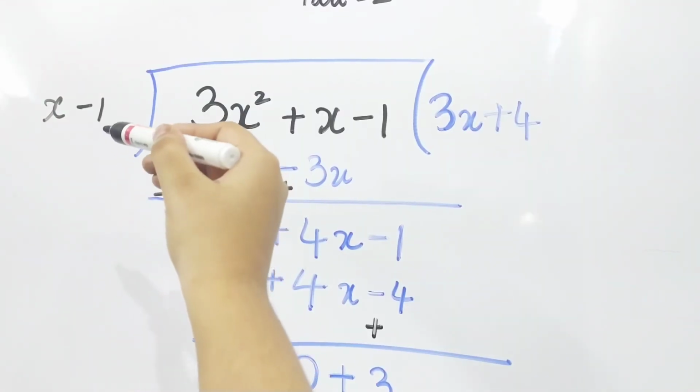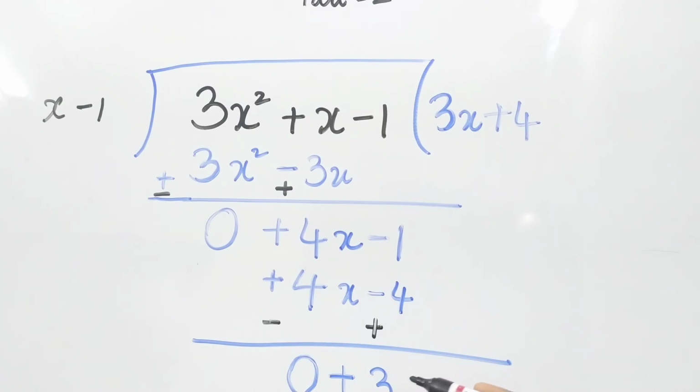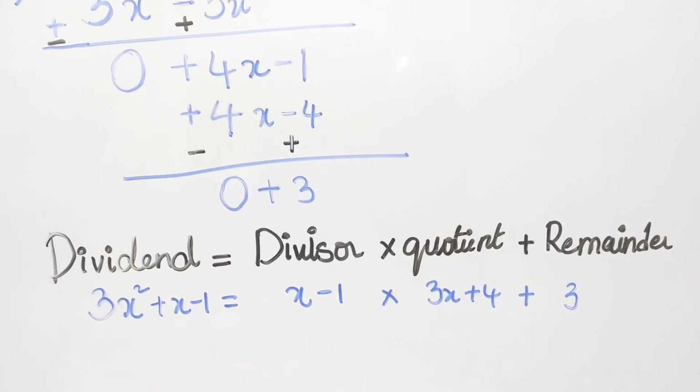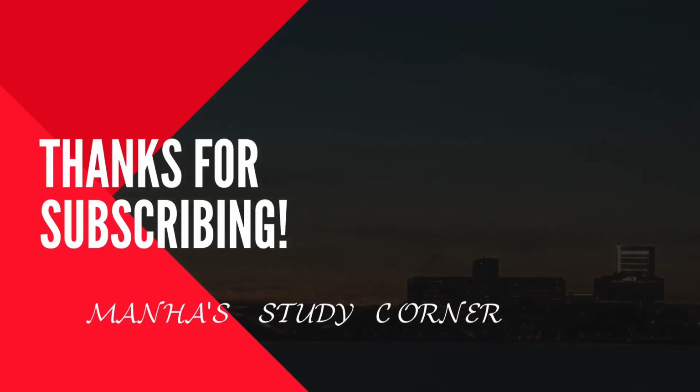So this is your divisor, this is your dividend, this is the quotient, and this is the remainder. Dividend is equal to divisor into quotient plus remainder. Dividend is nothing but 3x square plus x minus 1 equals, divisor is nothing but x minus 1 into quotient 3x plus 4, plus remainder, which is 3. This is called the division algorithm. I hope you found these videos useful.